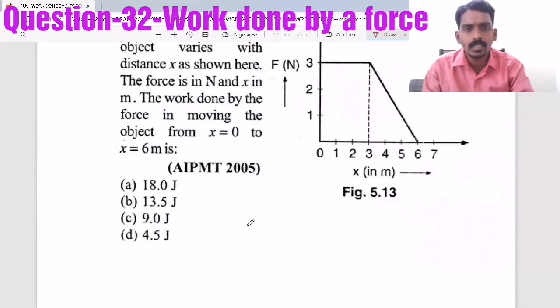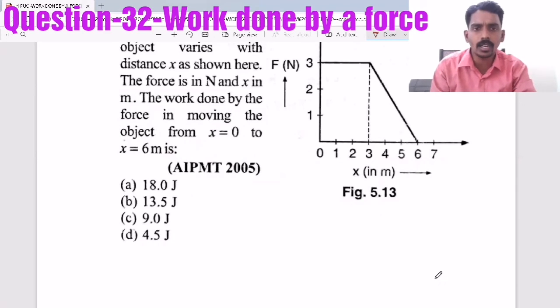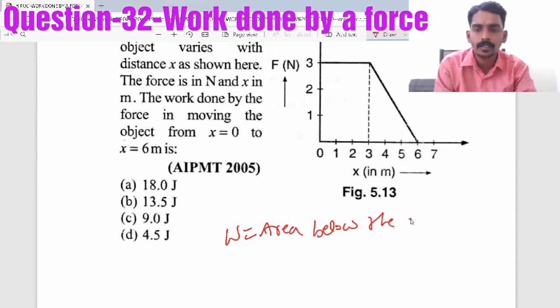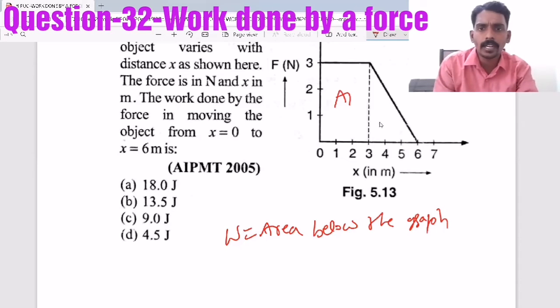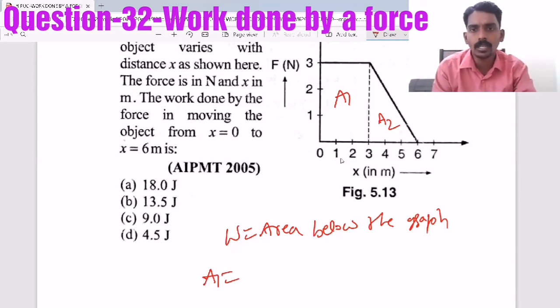Now as I said, here the work done they are asking you to find from the graph. So work done is the area below the graph. Now one is A1 and another one is A2. A1 is the area below the graph. What shape is it? It is a rectangular shape. Length is 3 into 3, 9 meter square.